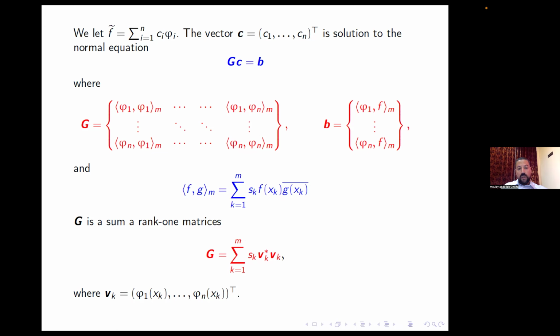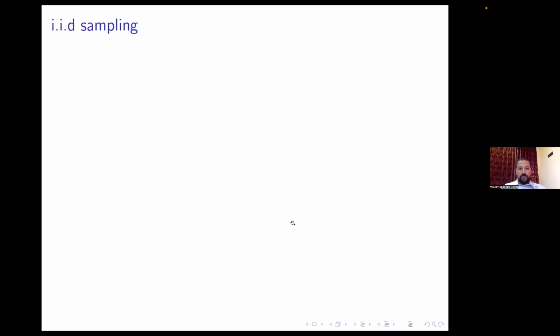And what we will see now is how big m can be, and how to choose the sample and the weights, so we can get decent approximation results using weighted least squares. The most straightforward idea is to use random sampling, from some probability measure, and I'll show you at the end how the weights are chosen.